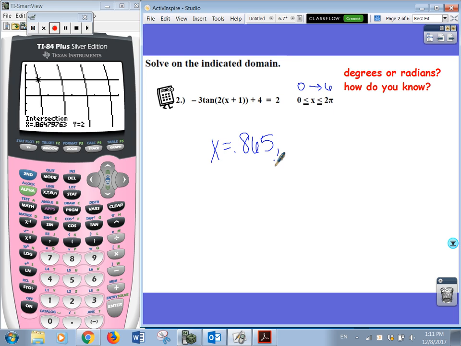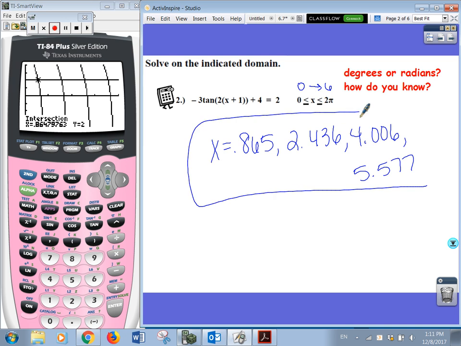And you do that for each of the four, or you can just keep adding the period, because tangent, all the answers are the period apart. You don't have to have two different answers, you just have one plus the period each time, which is different from sine and cosine. So we find the next one, 2.436. Again, 4.006. And again, 5.577. All of those numbers are between 0 and 2 pi.